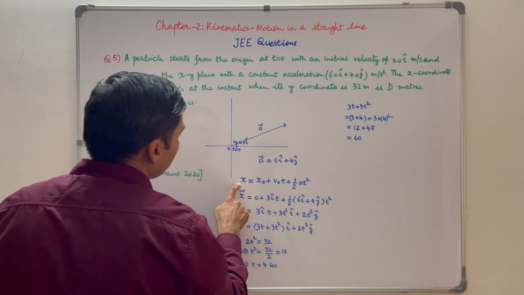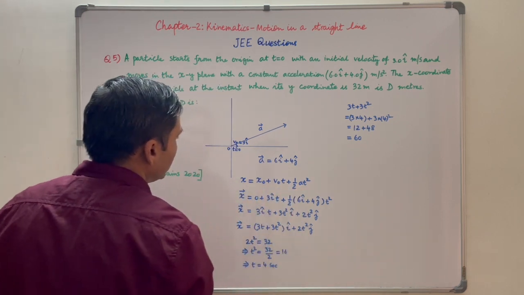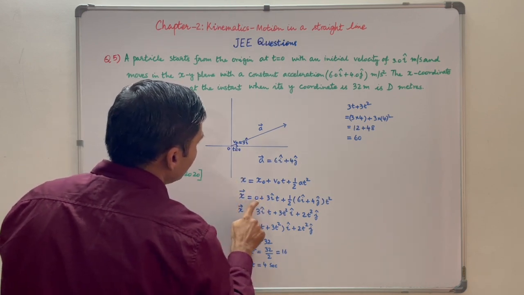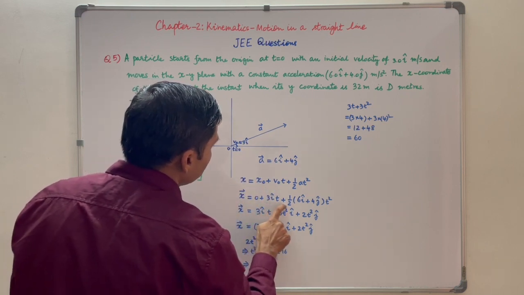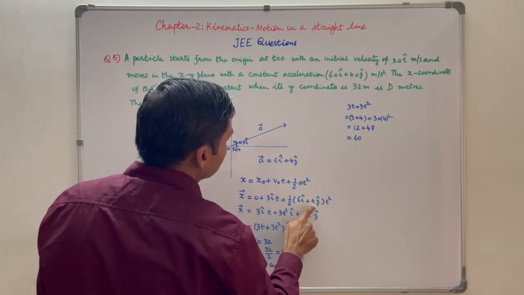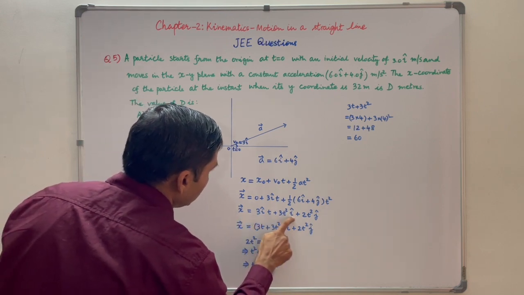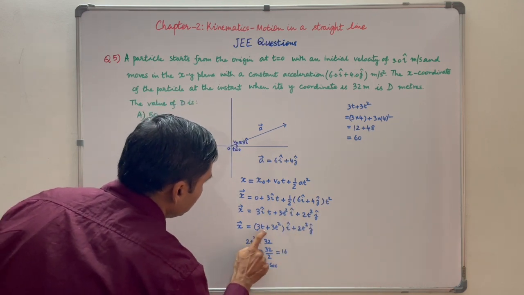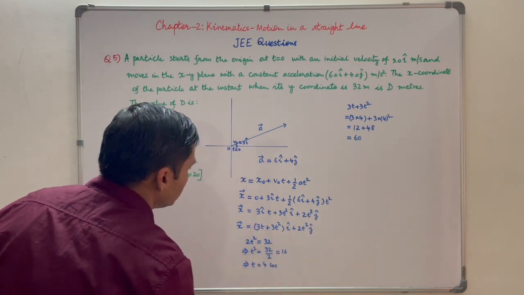So let us use the formula x equal to x0 plus v0t plus half at square. So x0 is 0 at t is equal to 0, so it is 0 plus v0 is given as 3i. So 3it plus 1 by 2, a is given as 6i plus 4j, 6i plus 4j, t square. So x equal to 3it plus 3t square i plus 2t square j when you simplify this. So x equal to 3t plus 3t square i plus 2t square j when you rearrange the terms.